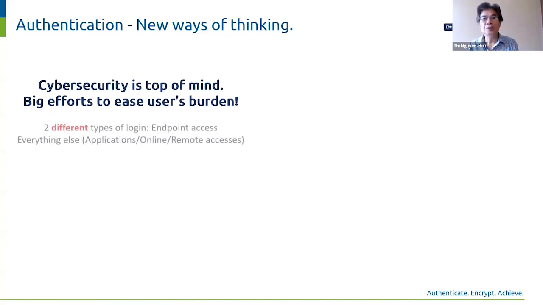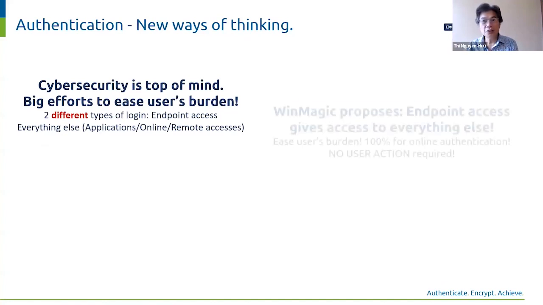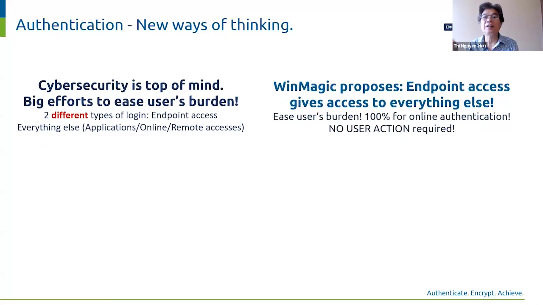We distinguish between two types of login, the endpoint access and access to everything else. Because we propose that endpoint access give access to everything else. It means users' burden for everything else, 100% for online authentication, will be eliminated. No user action is required for them. Wouldn't this solve this burden problem very well, beyond everybody's expectation?